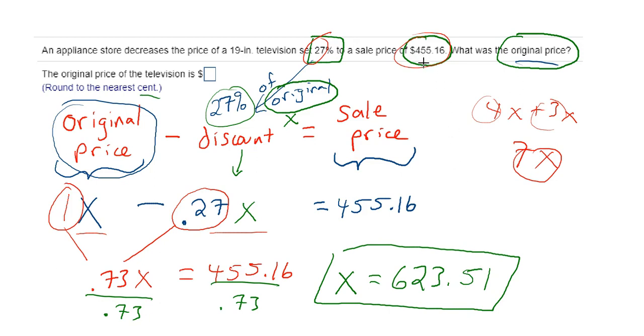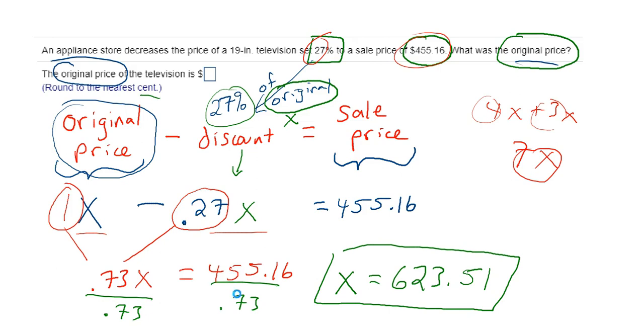It's more than the sale price, which it should be, right? The sale price should be less than the original amount. So if this is the original amount and this is the sale price, that all makes sense. It seems like a reasonable answer for the situation. Then step 5 is answer the question in the problem, which is what is the original price, which is the value for x, $623.51. So this time x is the answer that we're looking for, and this would be my final answer.